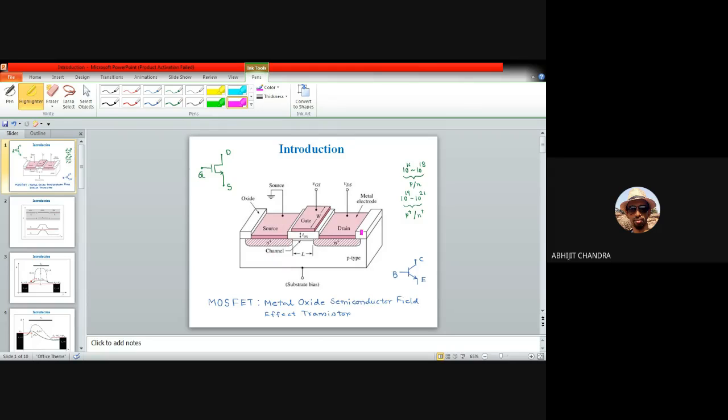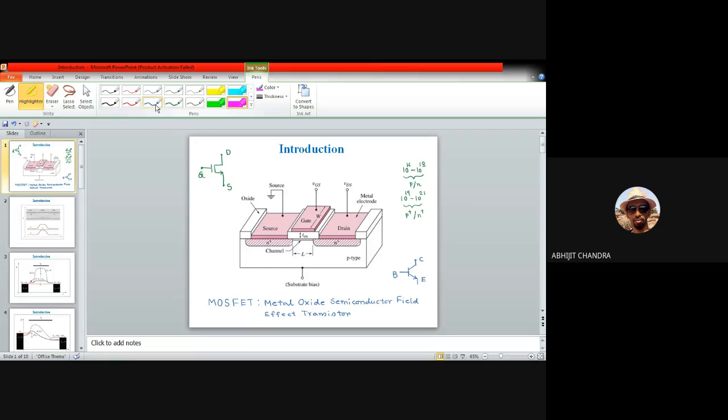And apart from these three different terminals, we do have another terminal which is known as the substrate terminal or the body terminal or bulk. So in short, these three terminals are known as G, D and S. G stands for gate, D stands for drain, and S stands for source. Now the term substrate also starts with S. So in most of the literature you'll find that substrate is being replaced by the term body or bulk. So that's why this terminal is known as the B terminal.